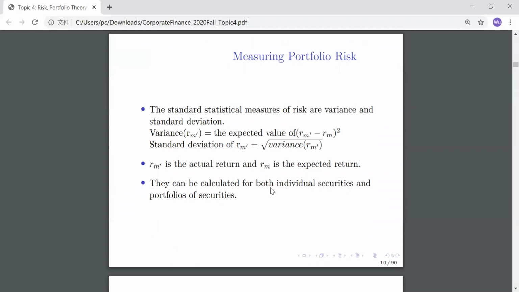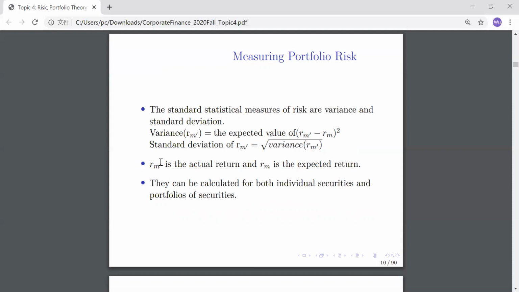Now we move on to talk about how to measure portfolio risk. Basically, there are two. The standard statistical measure of risk is variance and standard deviation. Variance is the expected value of the squared difference between a return and the average. This is basically the definition of variance. And the standard deviation is the square root of the variance.